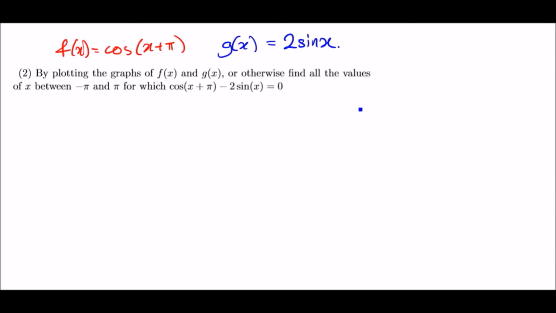Okay, finally. Now, by plotting the graphs of f(x) and g(x), or otherwise, find all the values of x between minus pi and pi. Now, you could technically just plot the graph and just have a careful look, but I will take the otherwise option because there is actually a much easier way to solve this problem. And I can show you how. But it requires the use of something known as the double angle formula, or the sum and subtraction of the cosines inside. So let's have a look.